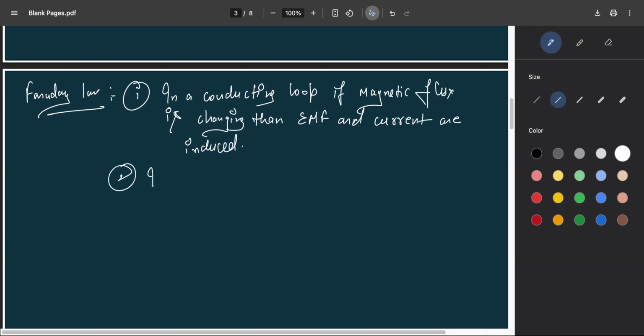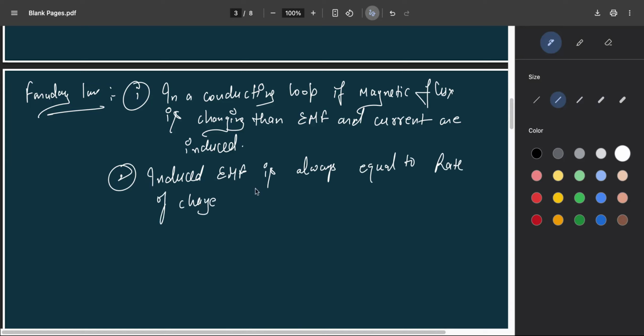Also, what is the measurement? We know the measure of this. The induced EMF is always equal to the rate of change of magnetic flux.